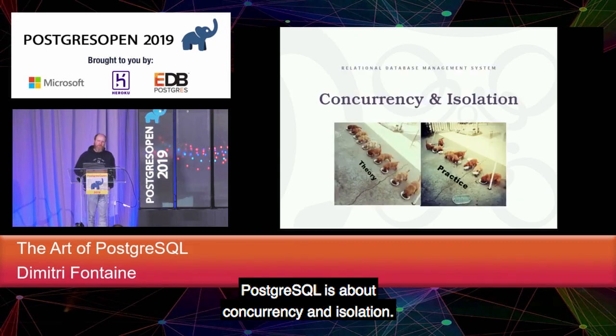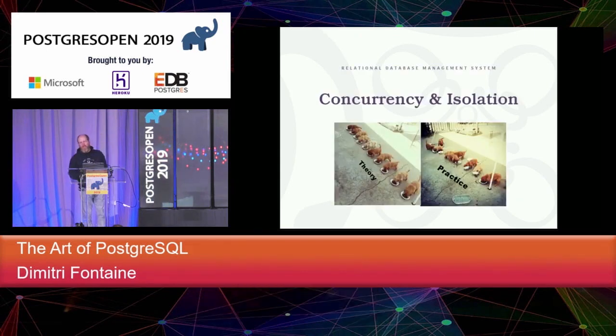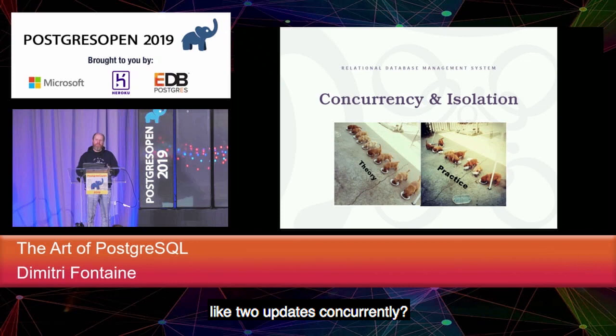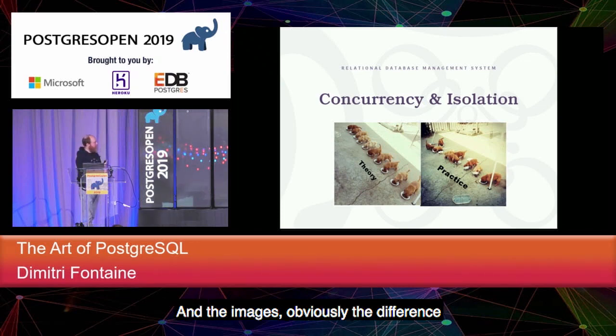PostgreSQL is about concurrency and isolation. The idea is: what happens when you have more than one person trying to do the same thing, like two updates concurrently? Yeah, and the image is obviously the difference between theory and practice.